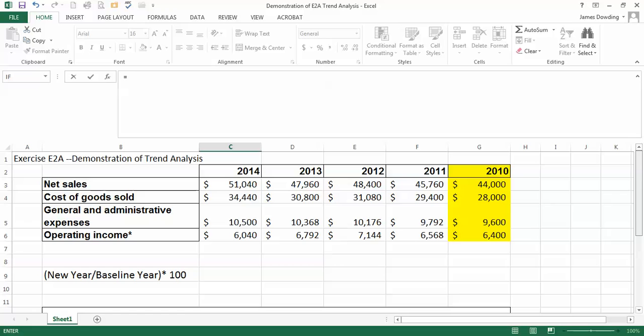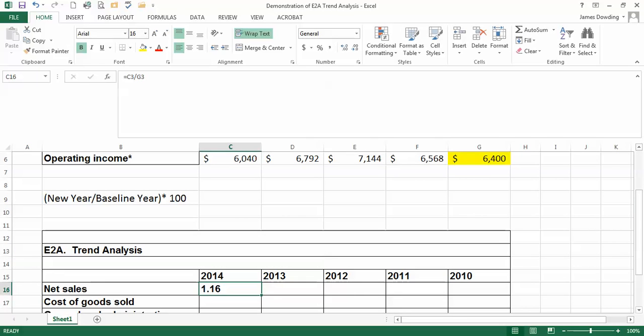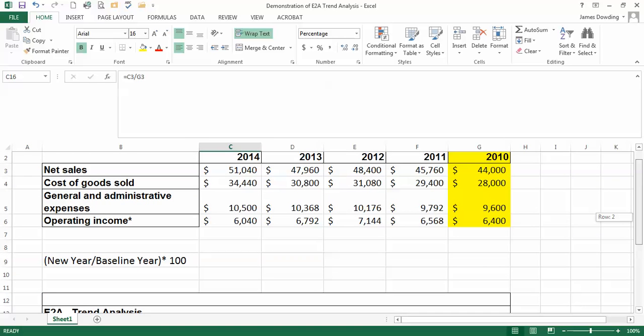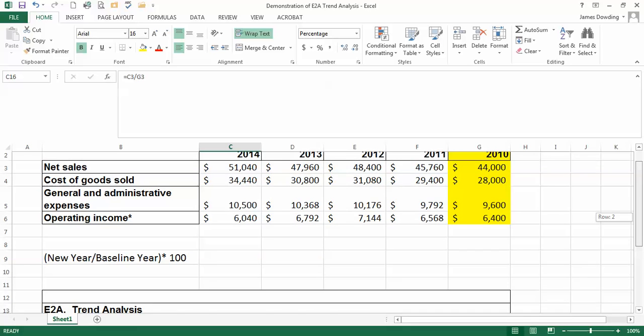We want to take our new year, which is 2014, divided by our baseline, which is 2010, and I enter that, and it's 1.16. We want to make that a percent, so we can multiply it times 100, or it's 116%. So this is 1.16 of what it was in 2010.